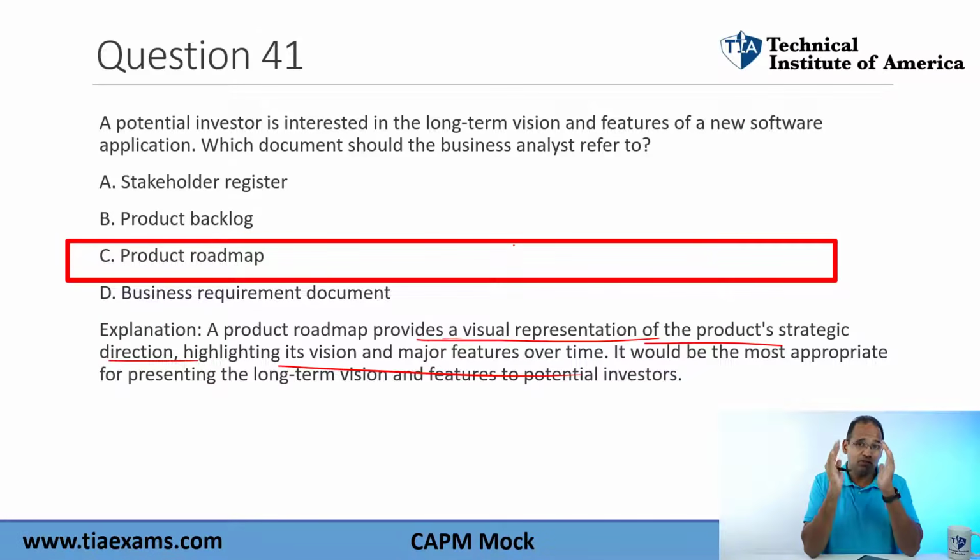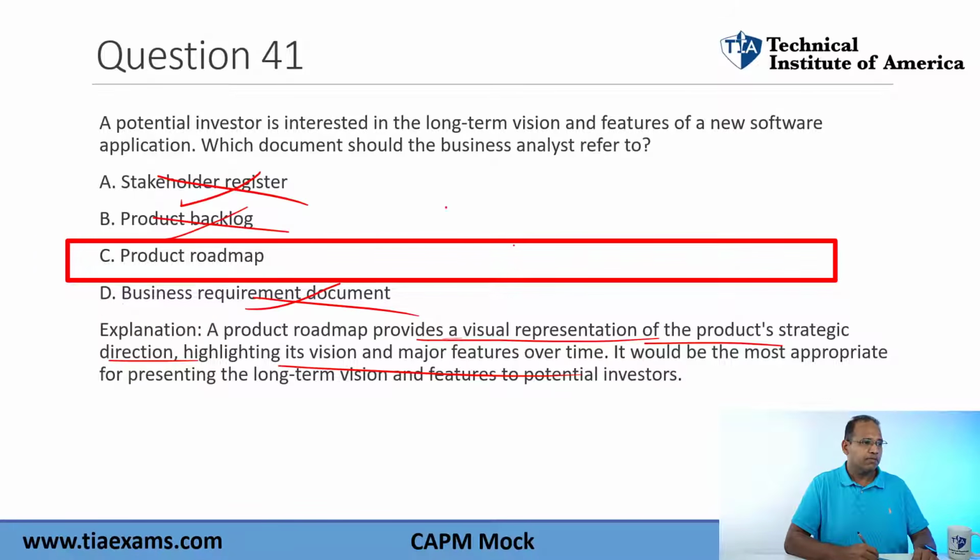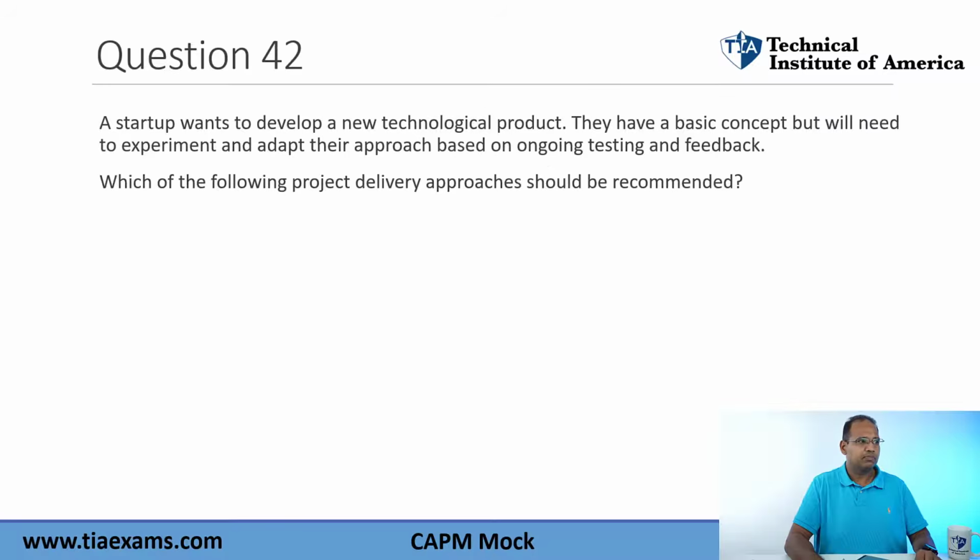Remember, the product backlog is just the features that you're going to get in a particular project. The product roadmap is going to see all the features, highlight all of its major accomplishments and directions for a particular product. Stakeholder register, listing of all stakeholders. Business requirements document is what needs to get done in order to meet certain business objectives. All right. Next question, 42.